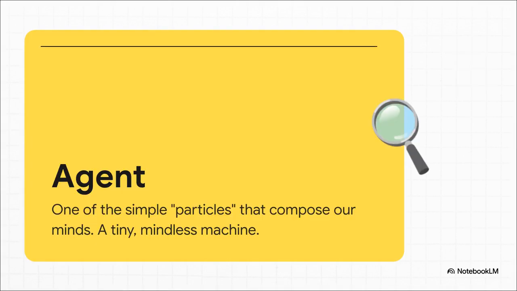And the citizens of this mental city? Minsky called them agents. Now, an agent is a tiny, almost stupidly simple process. It's completely specialized. It only knows how to do one simple job, and frankly, it doesn't know or care about anything else. These are the mindless stuff from that opening quote.